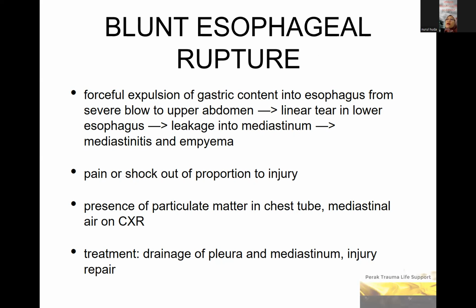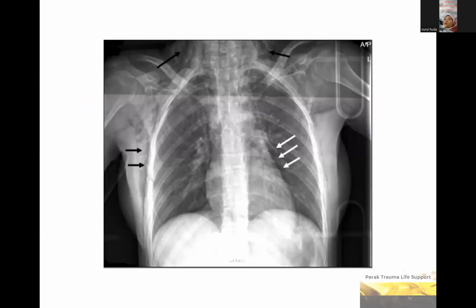So the treatment, the patient will need surgical repair and drainage of the pleura and mediastinum, because you have to clear out the contents of the esophagus from your pleura and also mediastinum to avoid mediastinitis and empyema later. So this is the chest X-ray that shows the subcutaneous emphysema and also the pneumomediastinum. Okay.